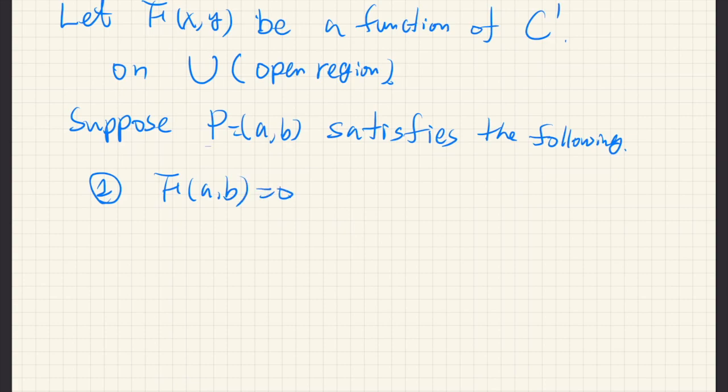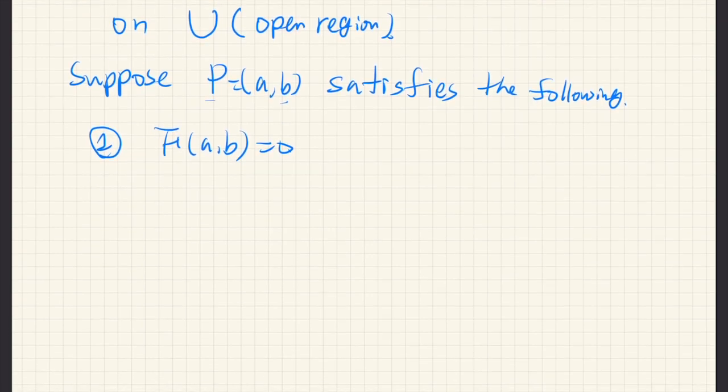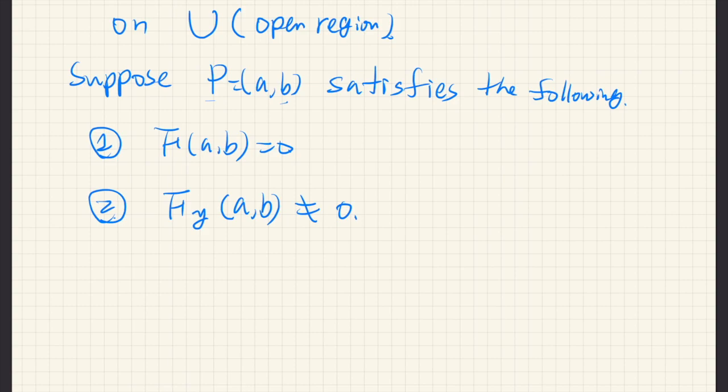That means this point is on the curve defined by this function, so f of x, y equal to 0. And 2, the partial derivative of this function with respect to y at this point is not equal to 0. Okay, then we have the following.